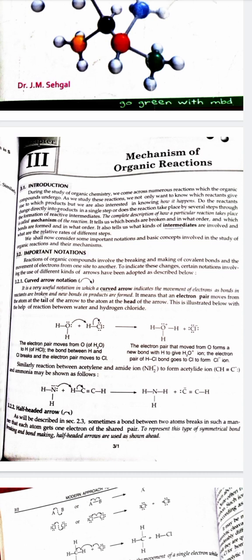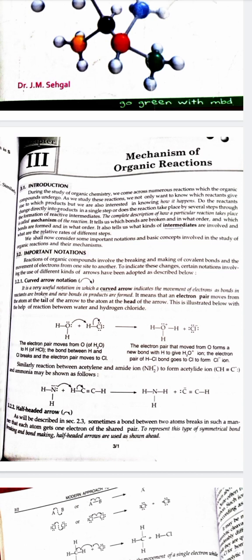Similarly, the reaction between acetylene and amide ion, NH2 minus, to form acetylide ion and ammonia may be shown. Half-headed arrow, as will be described in section 2.3.